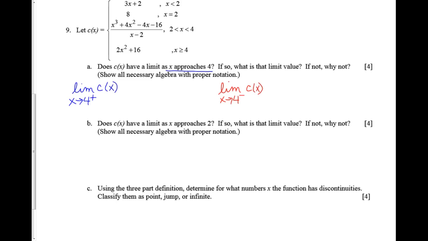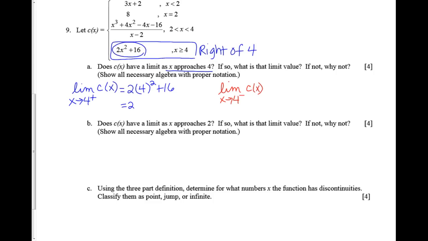So 4 from the right. Well, 4 from the right would be when I'm greater than 4. This is the piece that's to the right of 4. It also equals 4, but that doesn't matter in the limit. So I'm looking at my function value. So I would be plugging in to 2x squared plus 16, and x has to be equal to 4. To evaluate this, the first thing I'm going to do is square the 4, which gives me 16. Then I'm going to multiply by 2 following order of operations, and then I'll add those two pieces together, so the limit from the right is equal to 48.